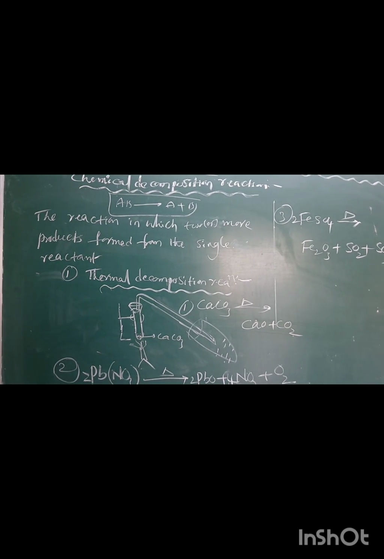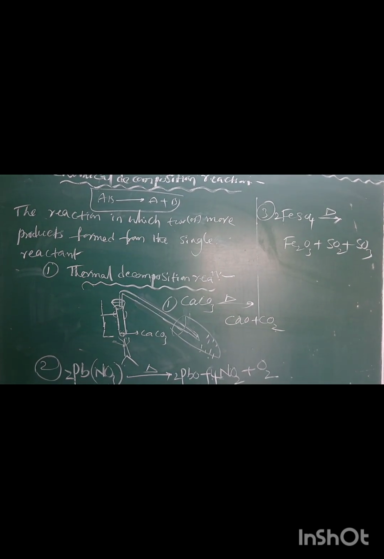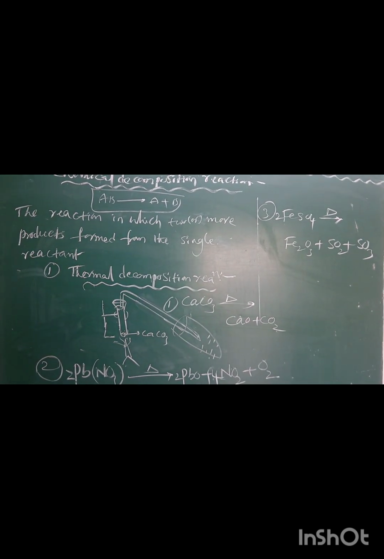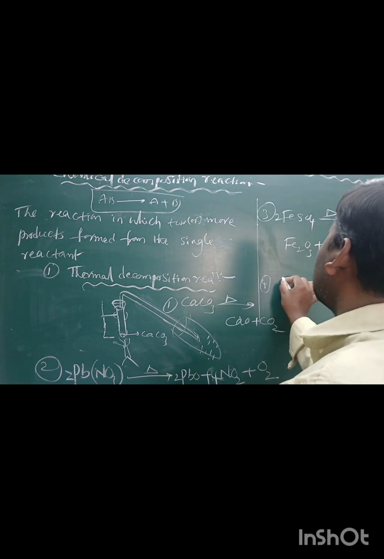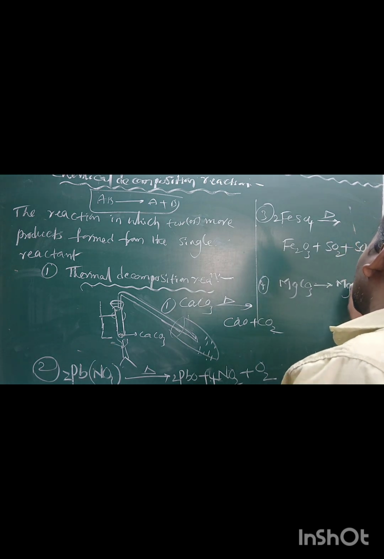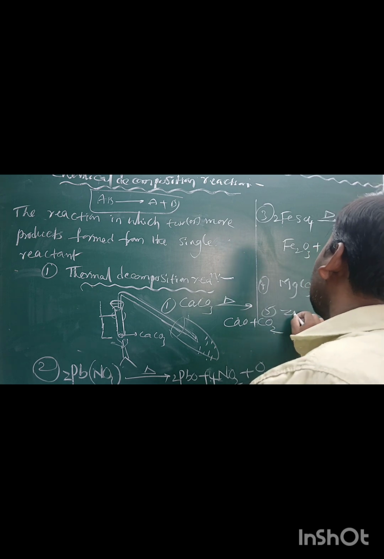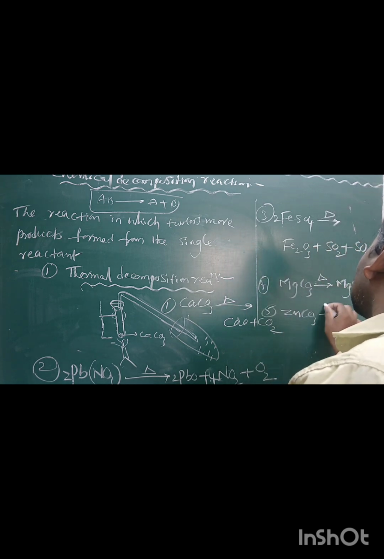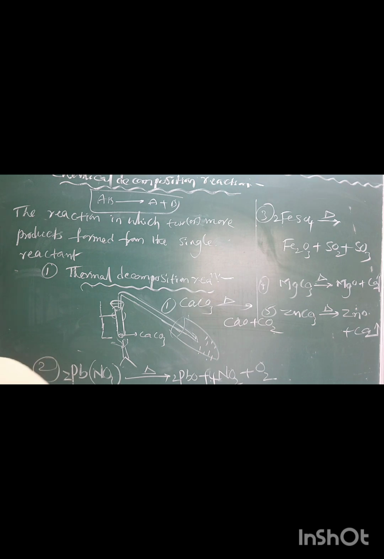thermal decomposition reaction. Or if you take one more example, either MgCO3 or ZnCO3 decomposes to MgO plus CO2 in the presence of heat. ZnCO3 decomposes to ZnO plus CO2, etc. These are all examples of thermal decomposition.